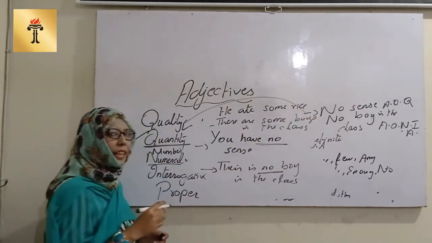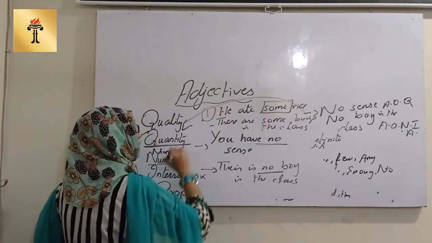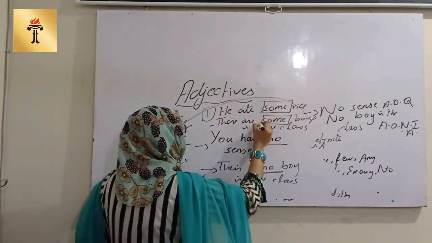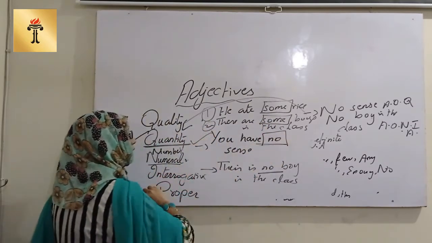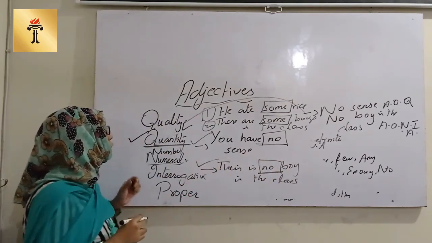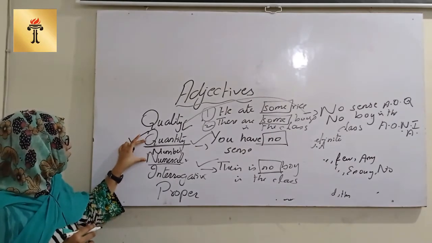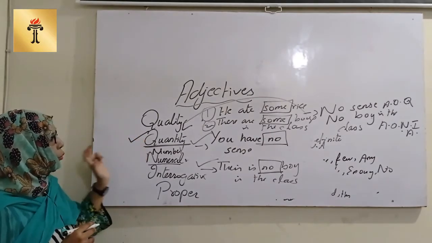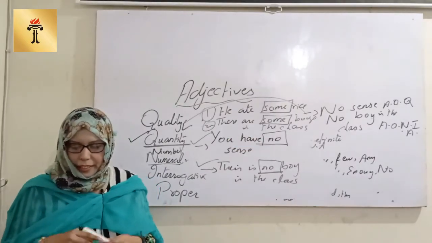Now discuss what is the role of some in sentence number 1, what is the role of some in sentence number 2, what is the role of no in sentence number 1 and the role of no in sentence number 2. So you have to distinguish what is the role of the quantitative adjective and the numeral adjective. So this is your task and you have to attempt it here.